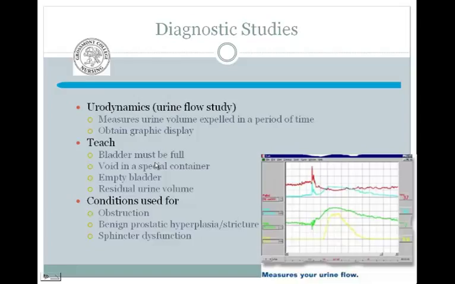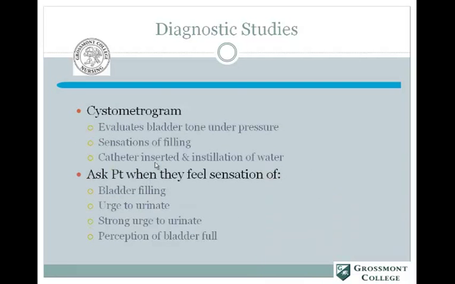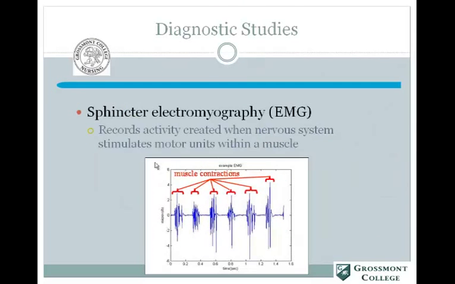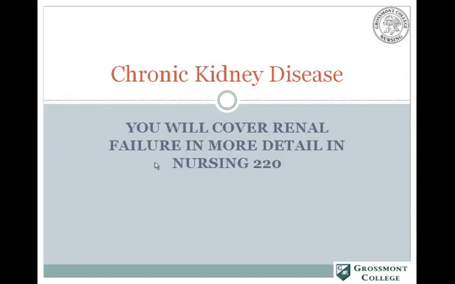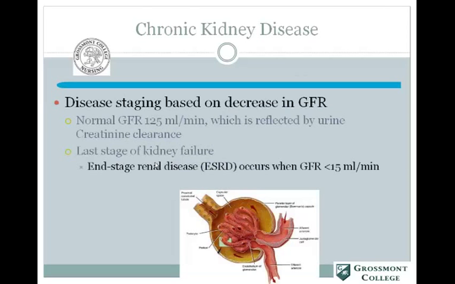Here's some other tests here we're not really going to talk about. You can read about them. Some of them evaluate the muscle tone, if someone's going to feel their bladder being full or not. It can look at the amount or degree of obstruction that they might have. Are they getting nervous stimulation? What happens when the bladder gets full? That kind of thing. So you can read up on those. Not that important. Now remember, you will cover renal failure in a lot more detail in 220. So this is just kind of an overview.